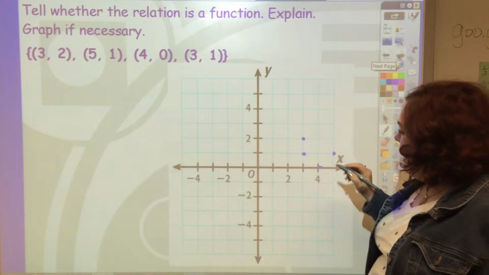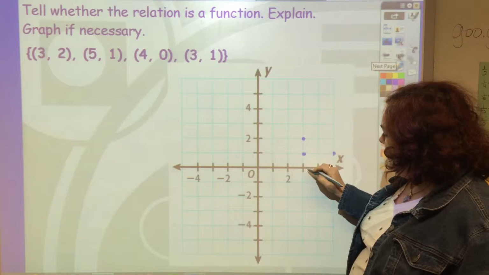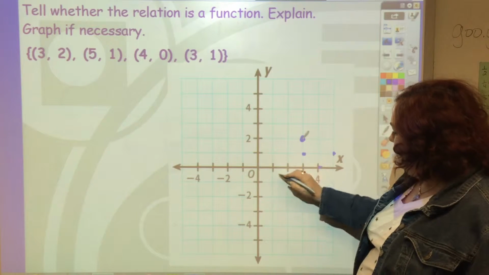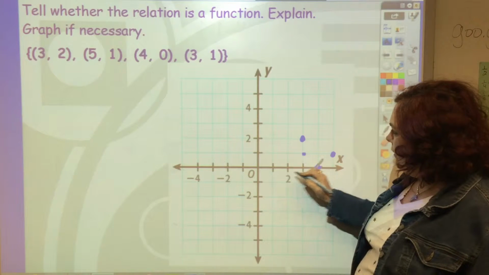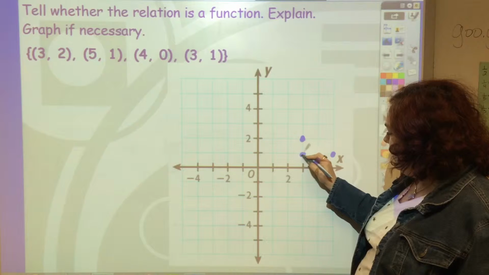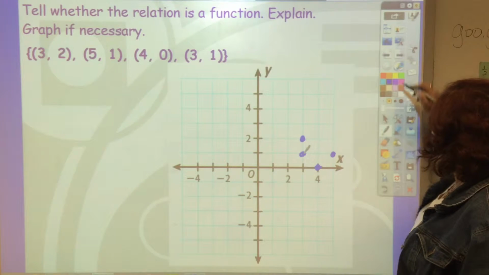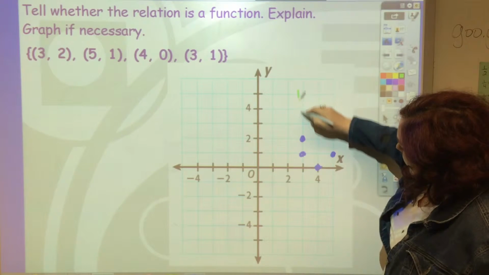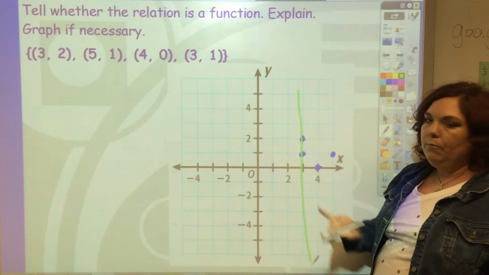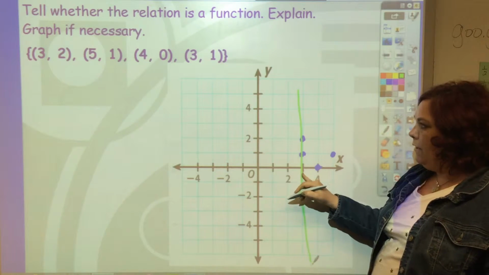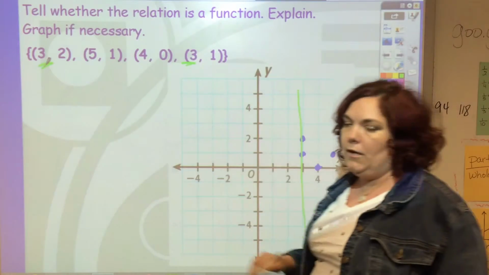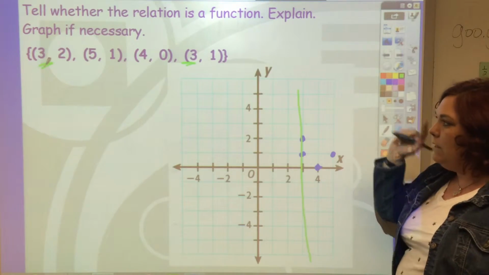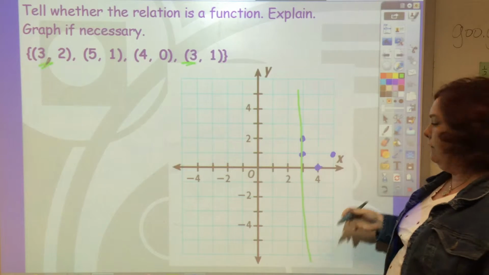So I went ahead and plotted these points. We've got (3, 2) here, and (5, 1) here, and (4, 0) here, and (3, 1) here. Now using my vertical line method, I can see that there are two points that go through the number 3, so there are two different outputs for one input. There can only be one output. So this is not a function.